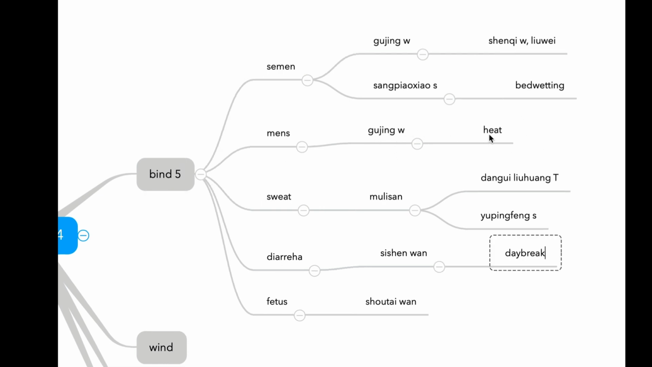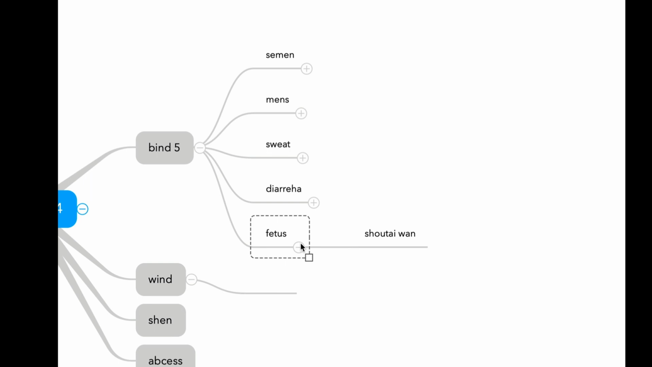Gujingwan clears heat. Mulisan stabilizes. Gujingwan here treats the branch. Sangpyo Xiaosan, semen, and the urine. Can you name the formulas, each of them? Semen, bind, Gujingwan, mens, Gujingwan, sweat, Mulisan, diarrhea, Shishenwan, fetus, Shoutaiwan.